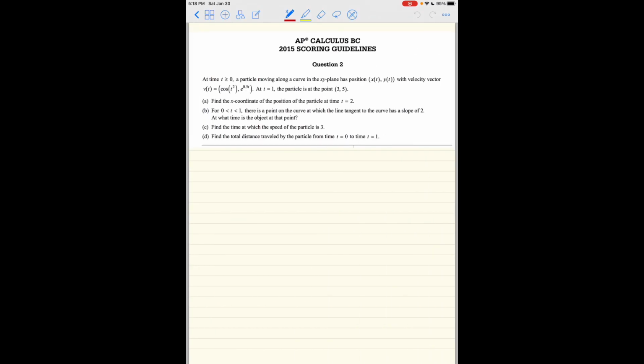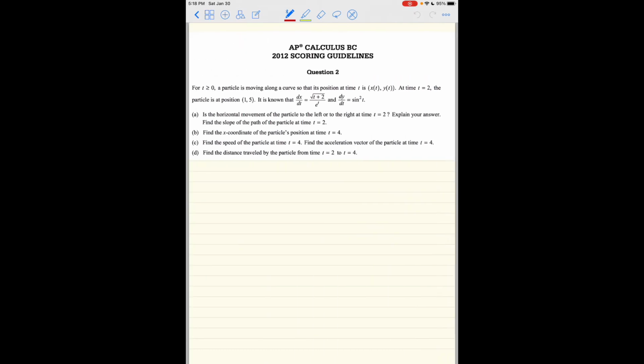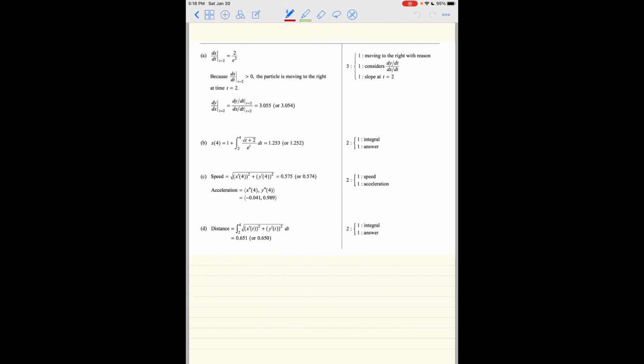And once again, position, speed, total distance, it doesn't matter. Line tangent to the curve, you're probably talking about the slope. And once again, all of these are position, speed, distance. Every single problem is exactly the same.